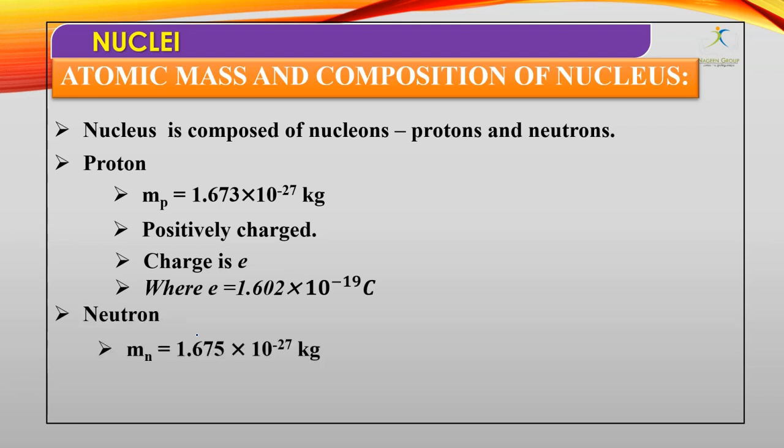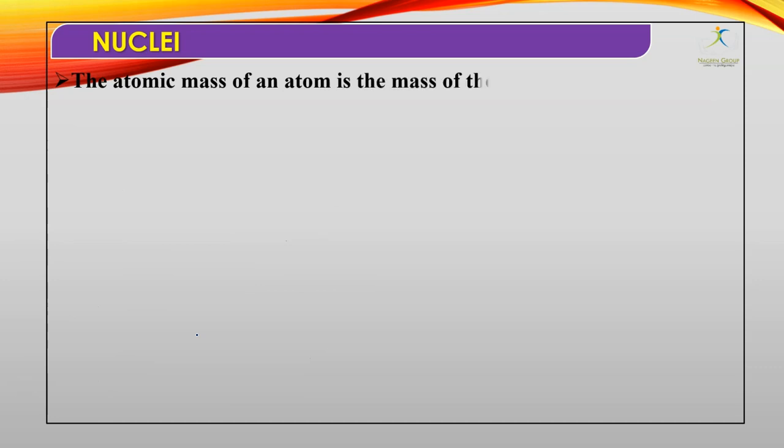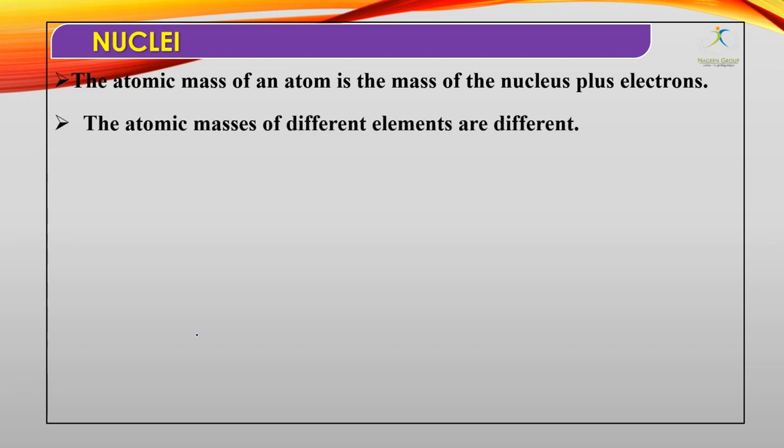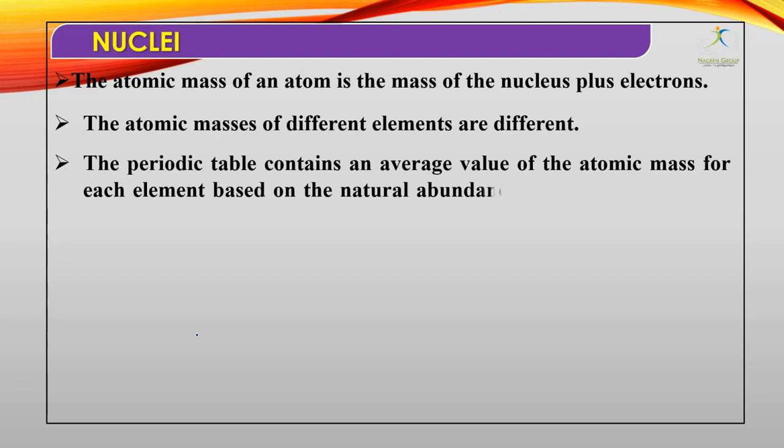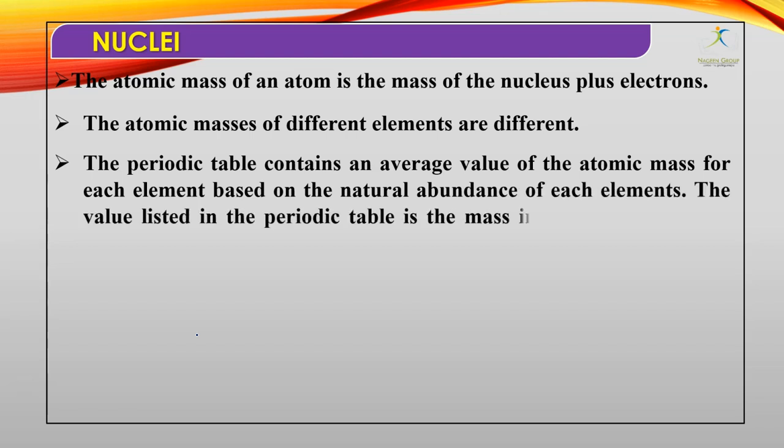If we take the mass of the neutron, it is 1.675 × 10^-27 kg. Electrically, this is a neutral particle. The atomic mass of the atom is the mass of the nucleus plus electrons. The atomic mass of different elements is different, and the periodic table contains an average value of atomic mass for each element based on its natural abundance. The value listed in the periodic table is the mass in grams of 1 mole of atoms.